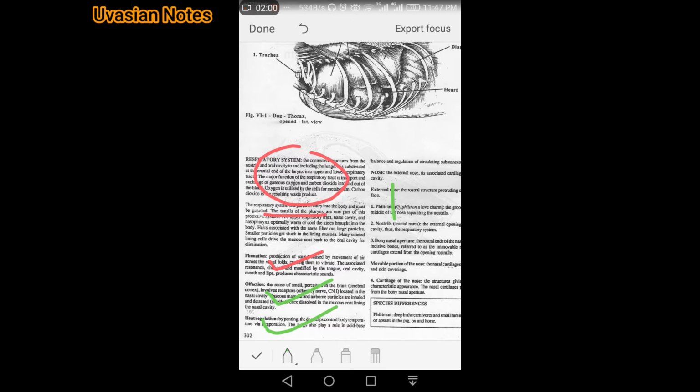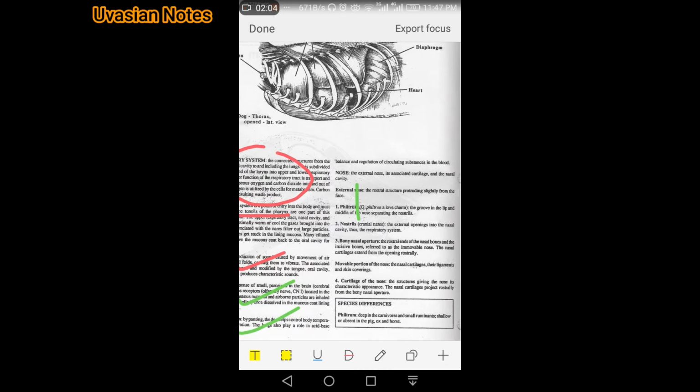So the first portion of the respiratory system, which is the nose, is the visible part of the respiratory system. It has two parts. One is the fixed part and the other is the movable part of the nose. The fixed part has bony boundaries, and the movable part of the nose is basically composed of different nasal cartilages.